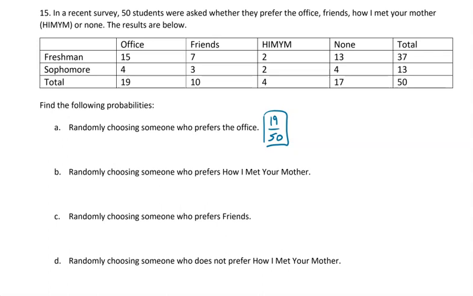Someone who prefers How I Met Your Mother. We look at that column. It's a total of 4. So it'd be 4 out of 50. That one does reduce, so that's 2 out of 25. All right, randomly choosing someone who prefers Friends. Friends is this column. So that's 10 out of 50, or 1/5.